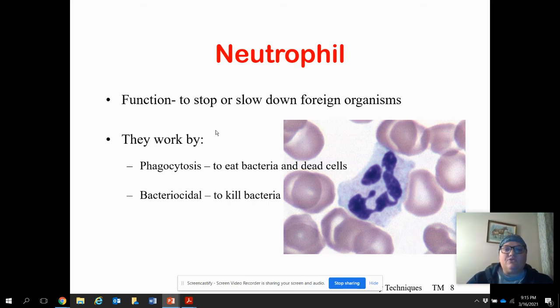So here's the neutrophil. The function is to stop or slow down foreign organisms. They work by phagocytosis, so that's eating the bacteria and killing that bacteria. It's bactericidal. So how neutrophils and white blood cells work: they track down the bacteria, they surround it, they break down the outer shell of the bacteria, and they eat it through phagocytosis. Phage means to eat, cyte, cells. So phagocytosis, and those are neutrophils.